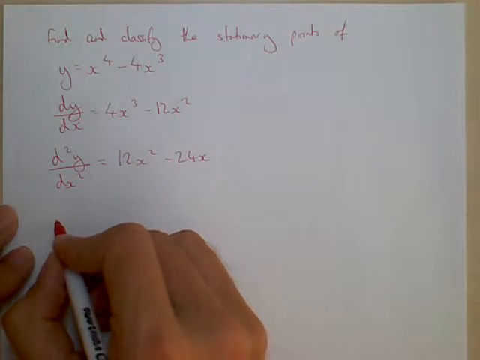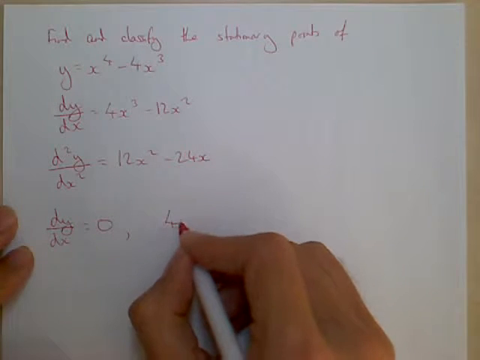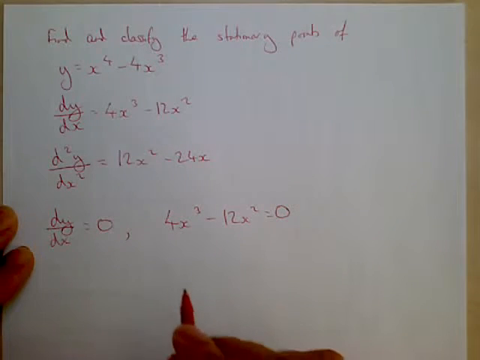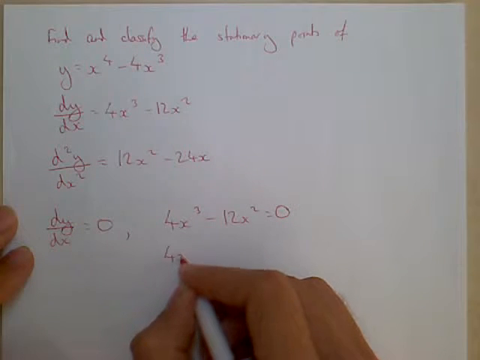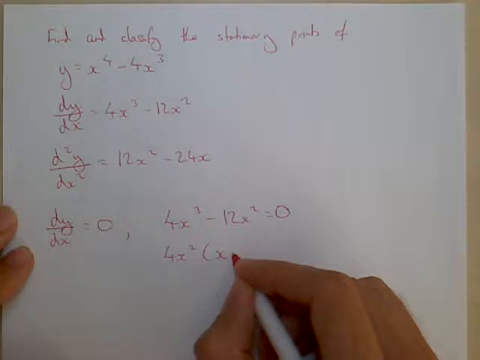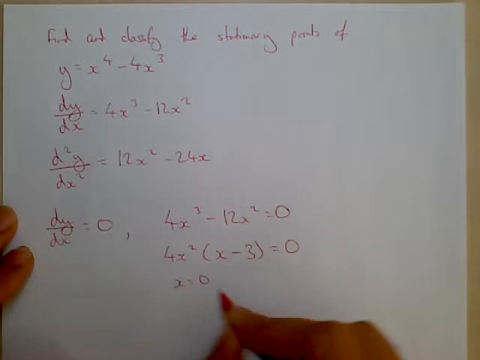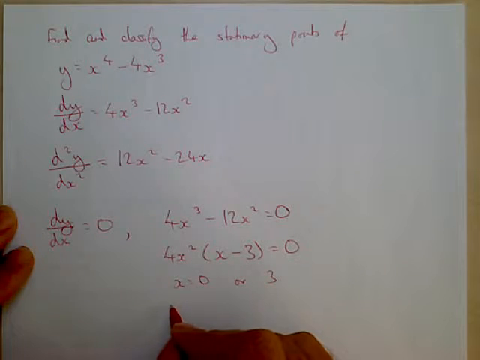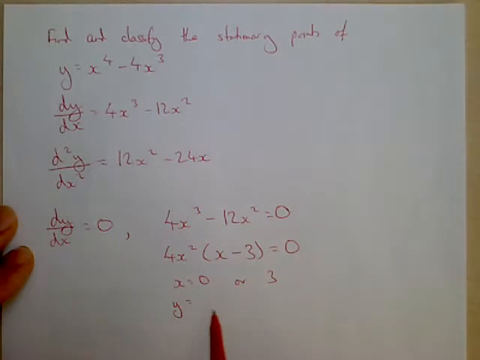So the stationary points are when dy by dx equals 0, meaning that 4x cubed minus 12x squared is equal to 0. To solve that, I'll take 4x squared out as a common factor, giving me x minus 3 in my brackets afterwards, which means that x must be equal to 0 or x must be equal to 3. From that, I can substitute those numbers into my original equation for y to work out what the y coordinates would be linked with those x coordinates.